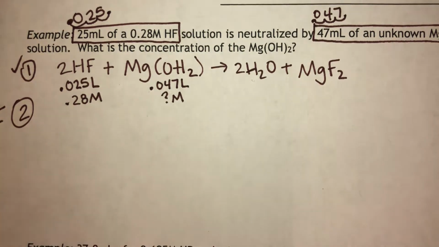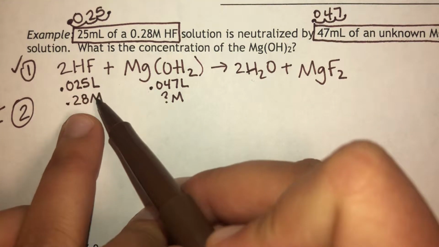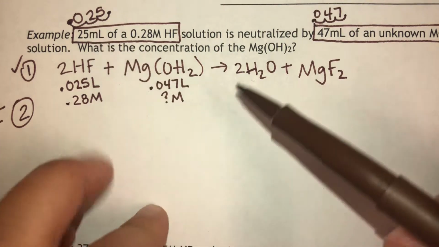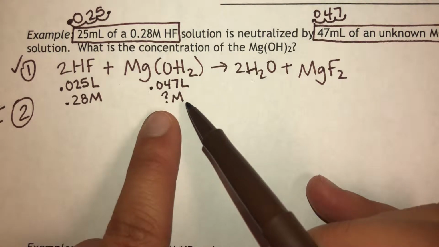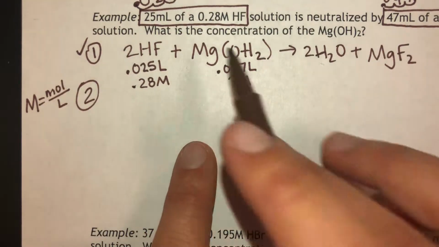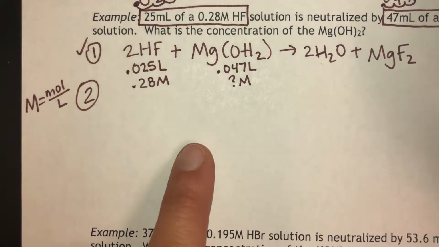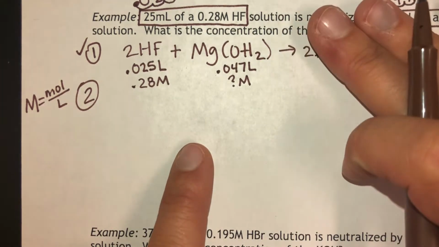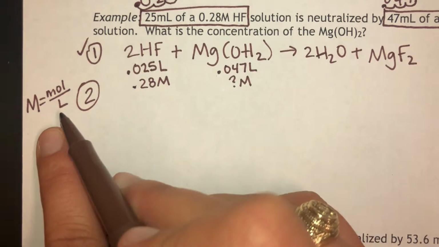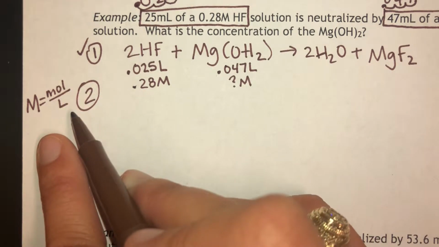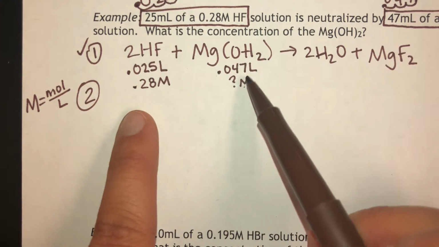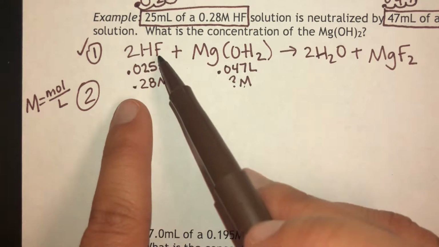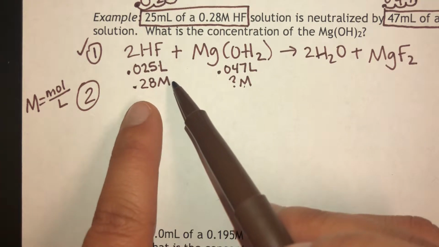So at this point, I've just filled in what they've given us from the problem. They gave us liters and molarity for HF. They gave us liters for MgOH2, and they did not give us molarity, so that's what we're going to be looking for. So now that everything's balanced, this side of the equation is not going to be useful to us anymore, so we can ignore it. We're going to go back over to this formula right here. Big M equals moles over liters, and we're just going to fill it in. We know which one to fill in with by which one has both liters and molarity. Since HF has both liters and molarity, that's the problem we're going to start with.